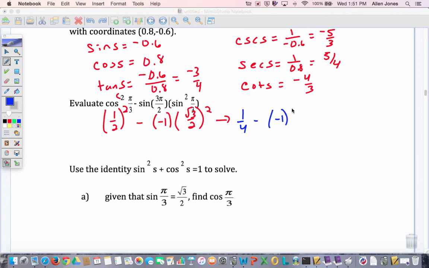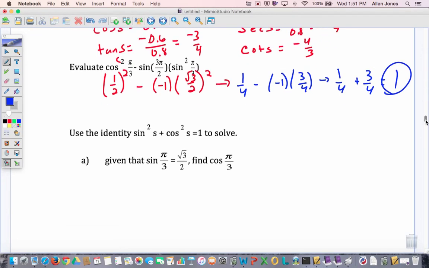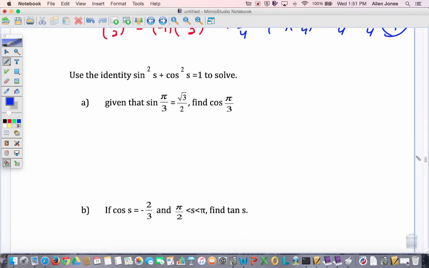Notice that value is being squared. So now all we have left to do is that math work. 1/2 squared is 1/4. I'll leave the negative 1 here while I go ahead and square this. Square root of 3 over 2 squared is 3/4, which gives me 1/4 minus a negative is plus, and 1 times 3/4 is just 3/4, and 1/4 plus 3/4 is 1. So again, just pulling those values straight off of the unit circle.